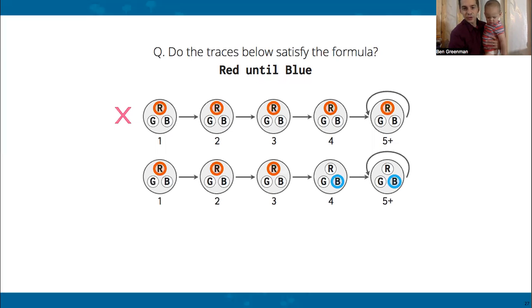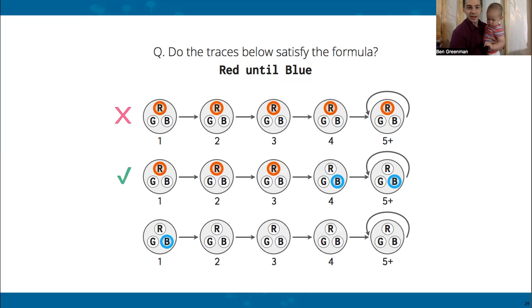Now, another trace: red, red, red, and then blue after that. Does this satisfy red until blue? Yes or no? Yes. And a third one: blue is on in state one, and then nothing is on after that. Does this satisfy? Yes or no? Yes, because we don't need any reds as long as red is true for every state before blue comes true. So if blue is on in the first state, we are okay.